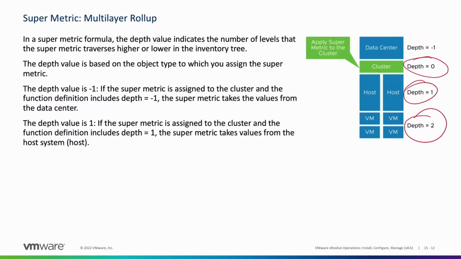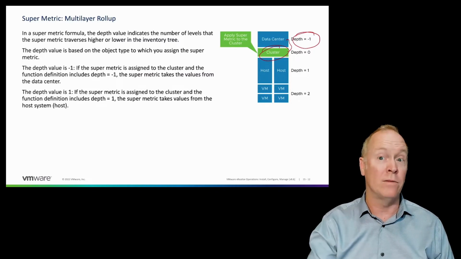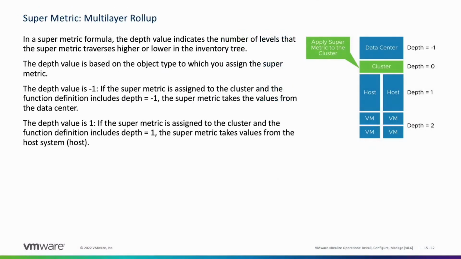Now, you can potentially, in your formula, specify a negative depth value. For example, if we're applying our supermetric at the level of cluster and we say depth equals -1, well, -1 says go up 1 level in the hierarchy of objects. The thing that's 1 level up from clusters is your data centers. Admittedly, using negative depth numbers is fairly unusual, but it is an option that's available to you.